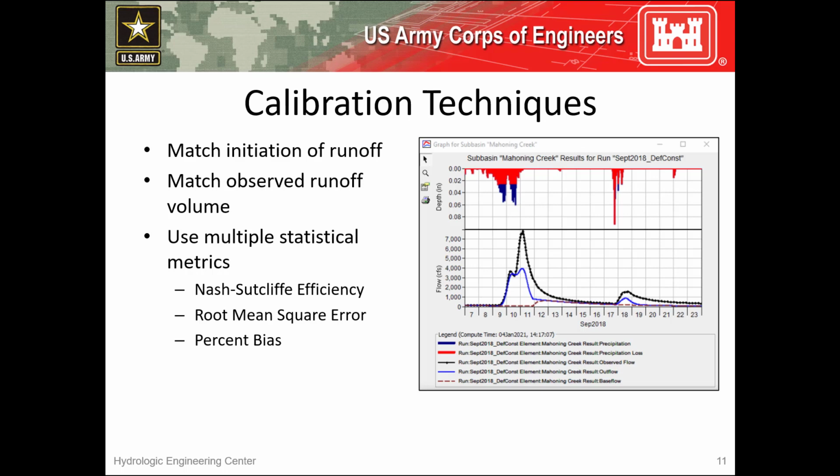Alright, now let's talk about calibration techniques. Like I talked about in the initial and constant video, when calibrating the deficit and constant method, I like to start by modifying my initial parameter estimates until I get the initiation of runoff correct. And specifically, I'm trying to match the time at which runoff starts to rise. Then, I try to match the observed runoff volume. In this example, observed flow is shown in black, and computed flow is shown in blue. Now, I've matched the time of runoff initiation pretty well, but my peak on September 10th isn't matching the observed data, so I need to decrease my constant loss rate.